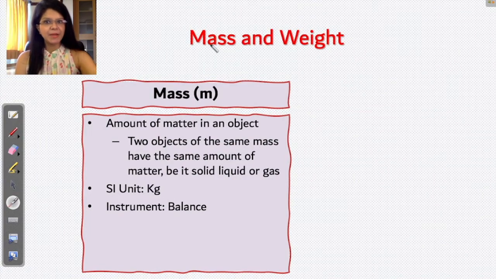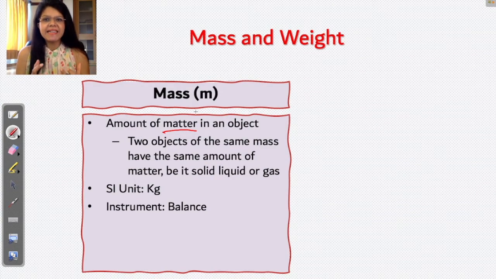Mass and weight. Let us start by understanding what is mass. Mass is the amount of matter in an object. What is matter? Maybe you can say the amount of atoms, the protons, neutrons, electrons, the amount of substance, the content in an object. The simple definition of mass is the amount of matter in an object. Two objects of the same mass have the same amount of matter in them, be it solid, liquid or gas. We'll understand this point as we proceed with the video.